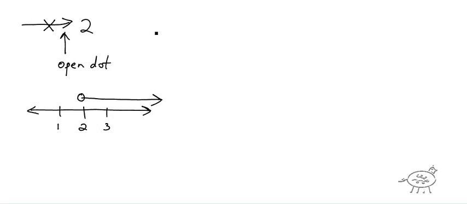You will never have a problem where the variable is on the right hand side. The variable has to be on the left hand side when it's solved. So if you had 2 is less than x, that would be incorrect. I would mark that wrong.